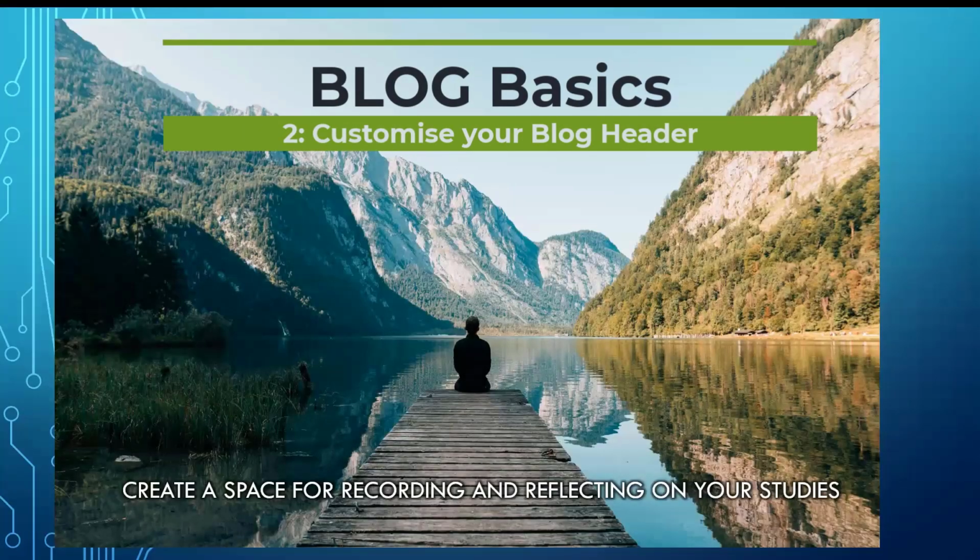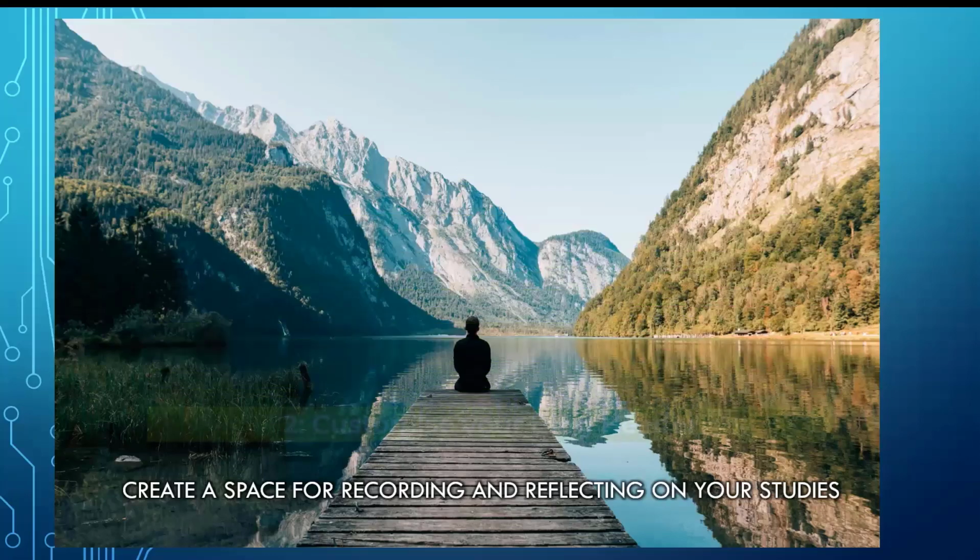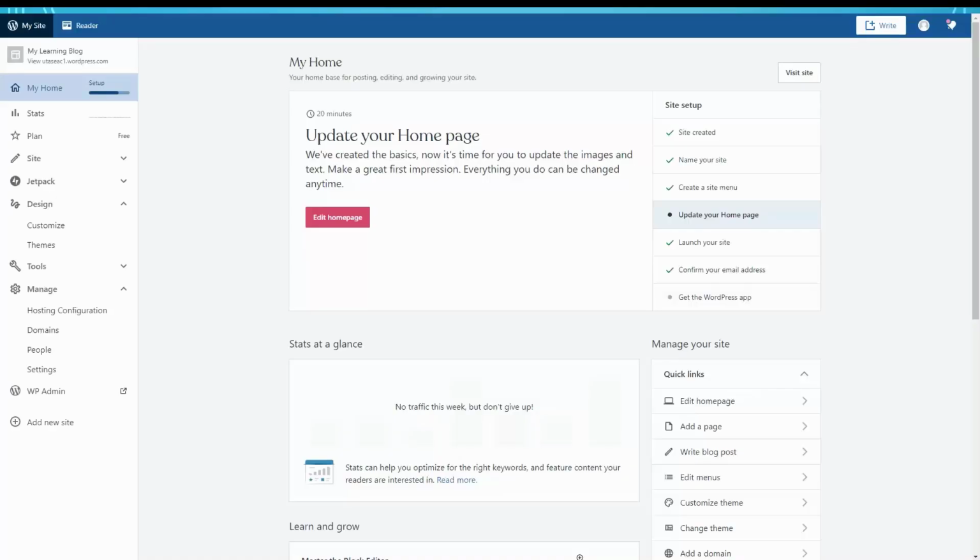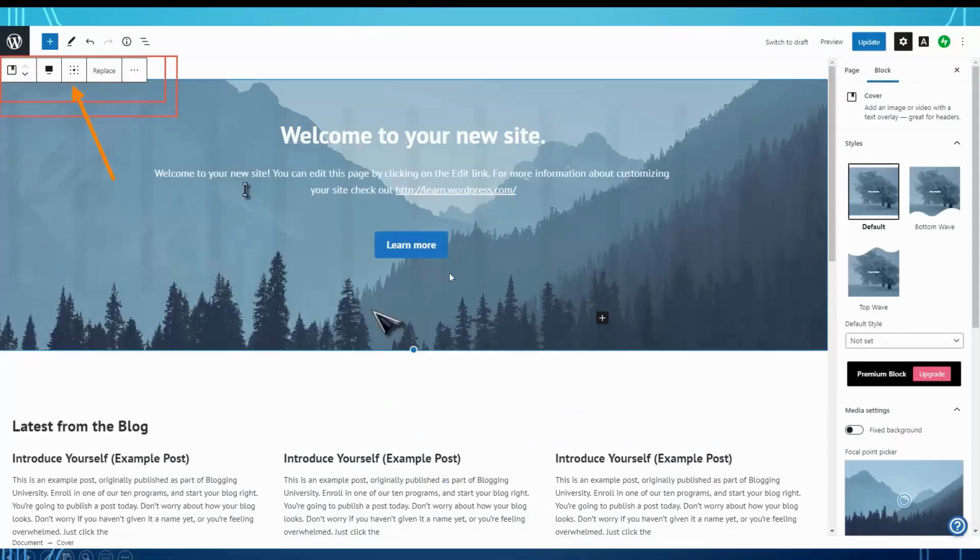Hi, in this second video we're going to look at how to customize and upgrade your WordPress blog. So once you've got your blog set up, you should be at this point where you're editing homepage, you've created your site. So the next thing is to click on that edit homepage and you should get your homepage looking like this. Now what we're looking at is just the template that's been given to you by WordPress, and now you can edit and add to it.